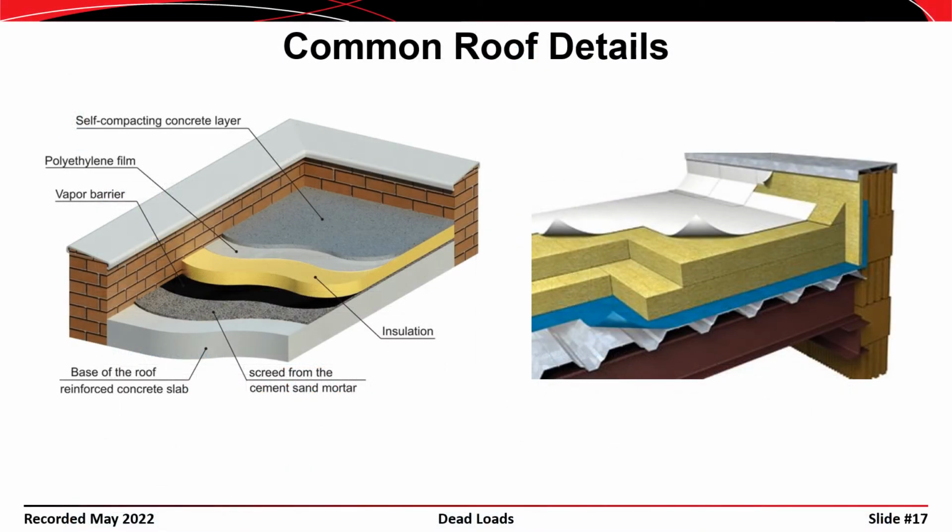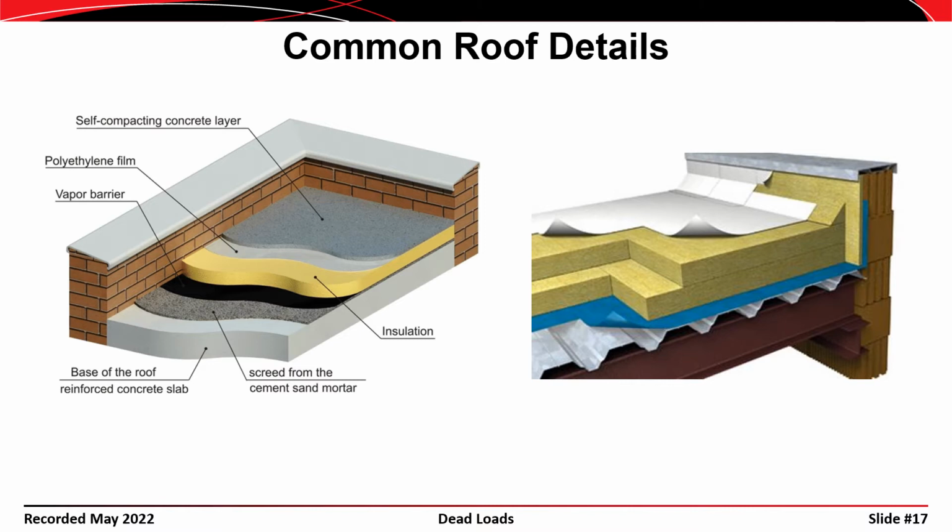Here are a couple of examples of common roof details. On the right, you can see a steel frame building where you have some type of metal decking that is supporting rigid insulation board, rigid fiberboard. It's showing two layers, maybe each of those layers is 2 inches thick. And then you have some type of water barrier above that.